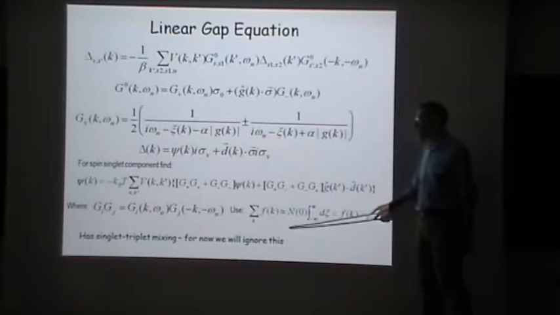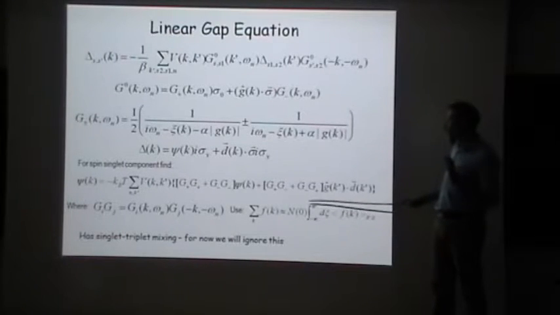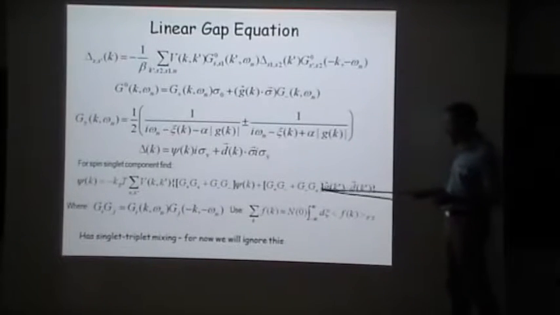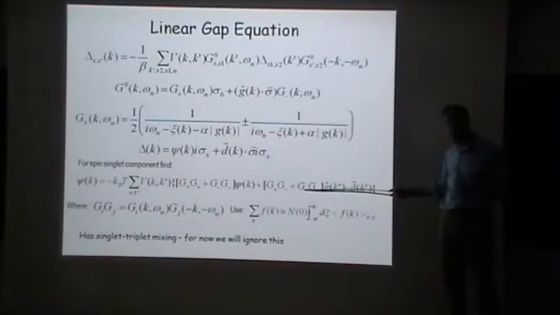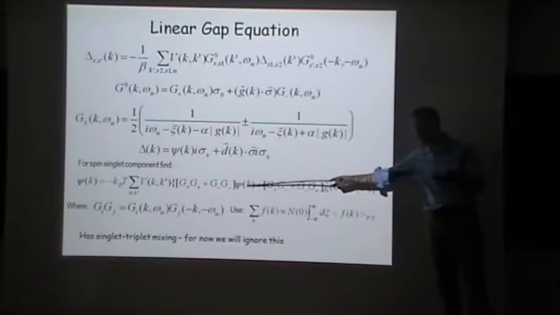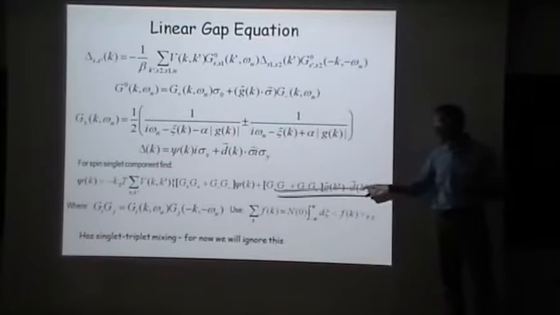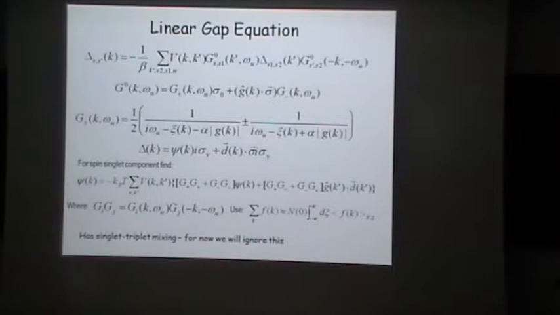All right, and so that's a standard approach within weak coupling theory. I won't go into the details of that. So I pointed out that there's singlet triplet mixing. What I'm going to do now is look at the case when we can ignore the singlet triplet mixing. So we can look at TC for a pure singlet case and TC for a pure triplet case without spin orbit interactions. And then later on, we'll go on to introduce what happens when we do have singlet triplet mixing. All right, so let's do that first.